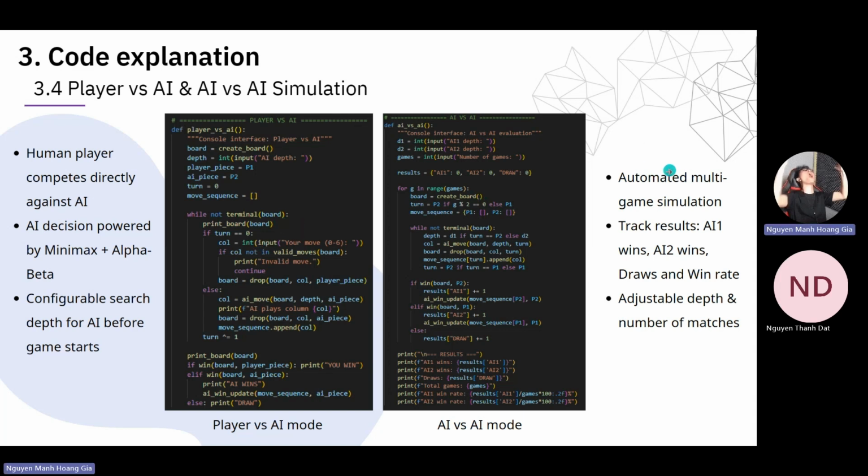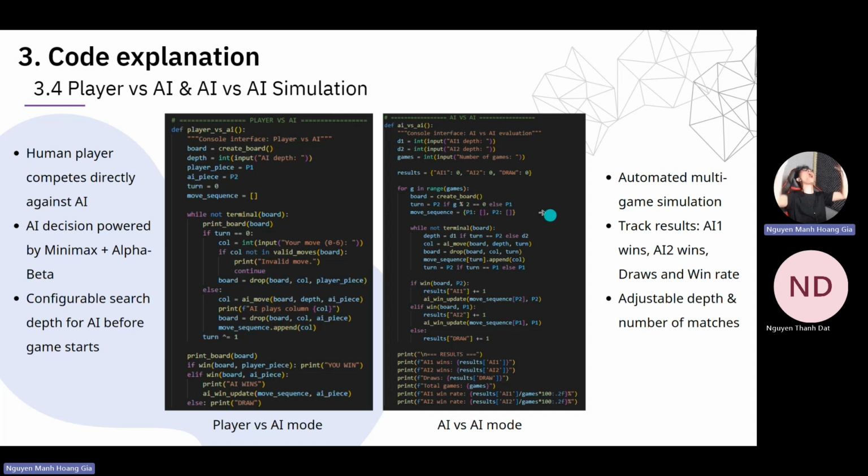In AI vs AI mode, both players are controlled by AI, so this mode is especially useful for performance evaluation. In this mode, we can run multiple games automatically, compare different depths, and check win rates and draws. By running AI vs AI simulation at different depth values, we can clearly observe how depth affects both game playing strength and performance.